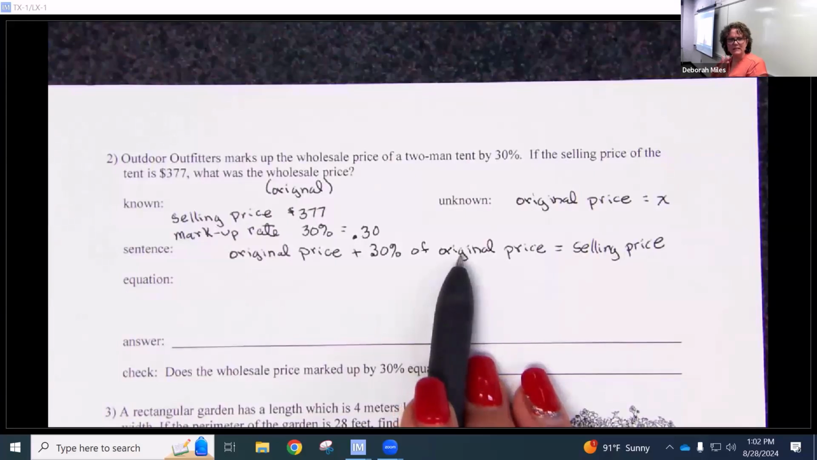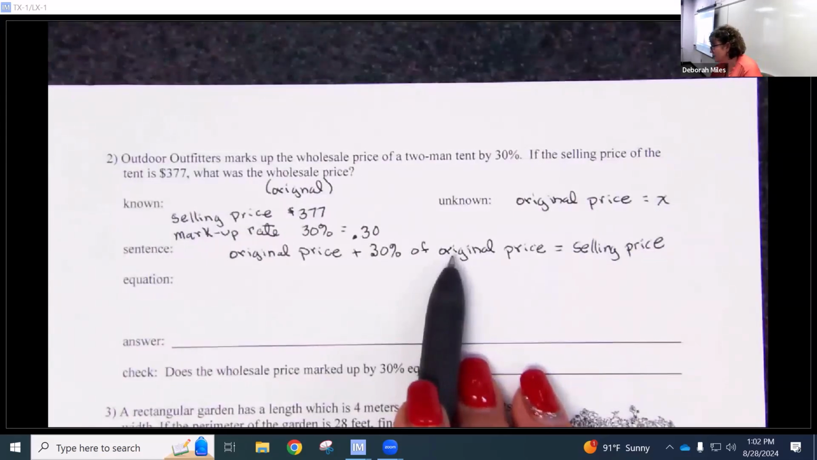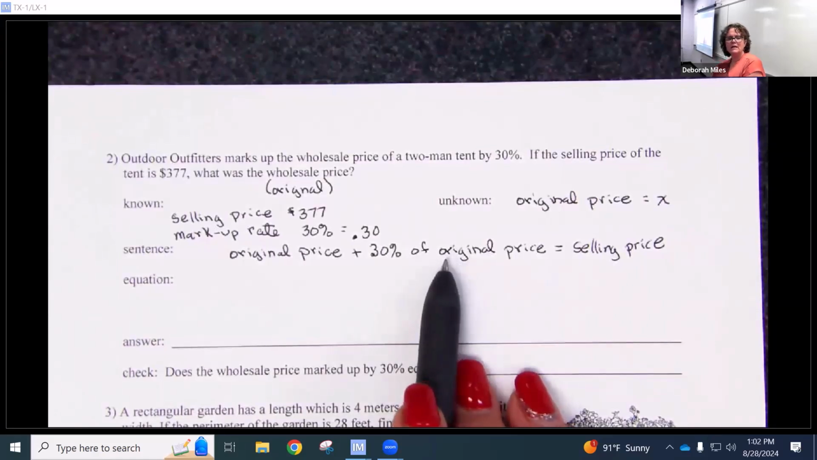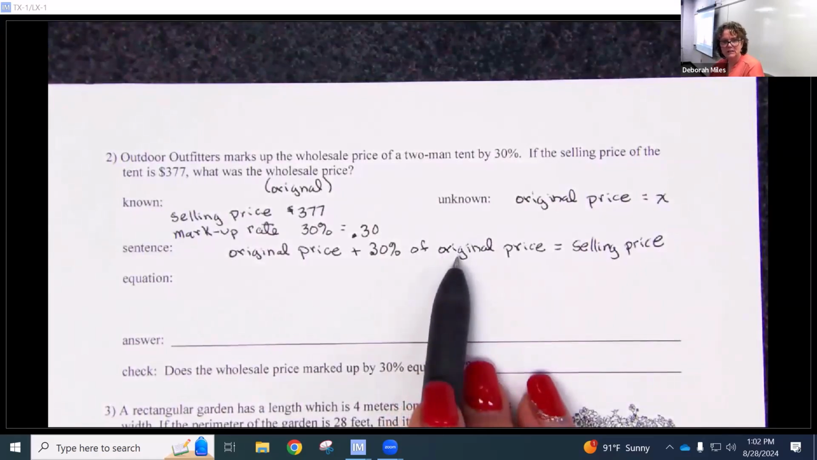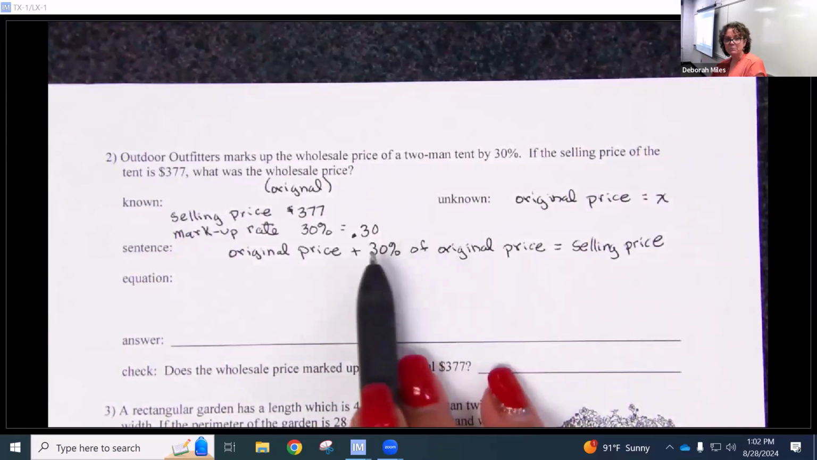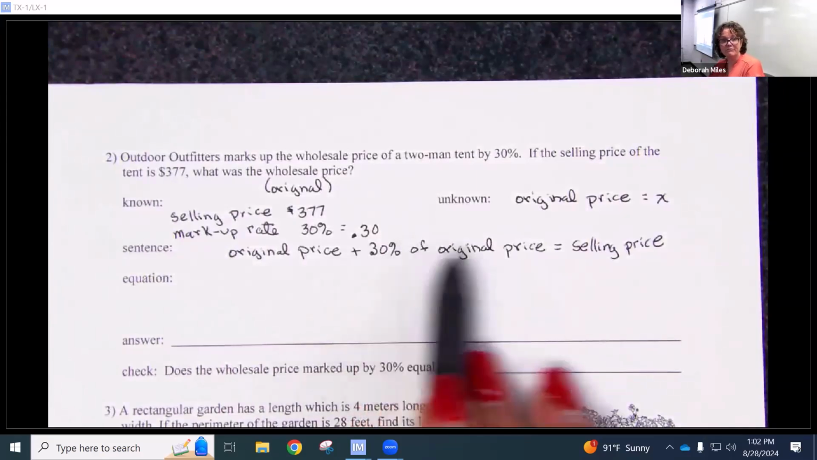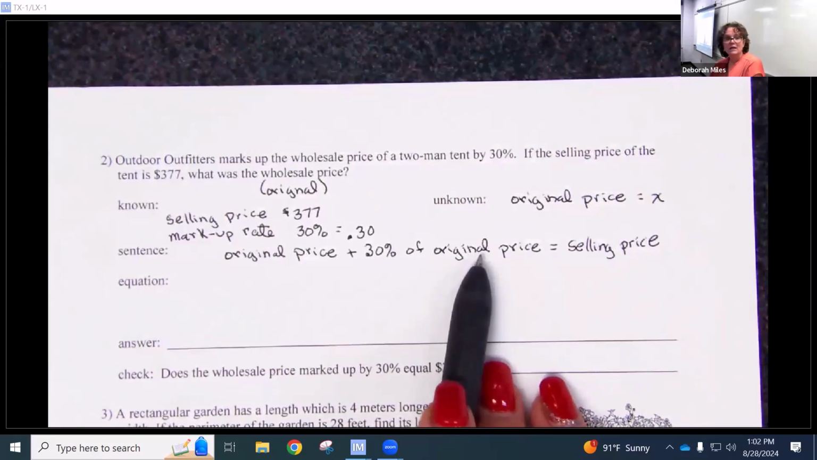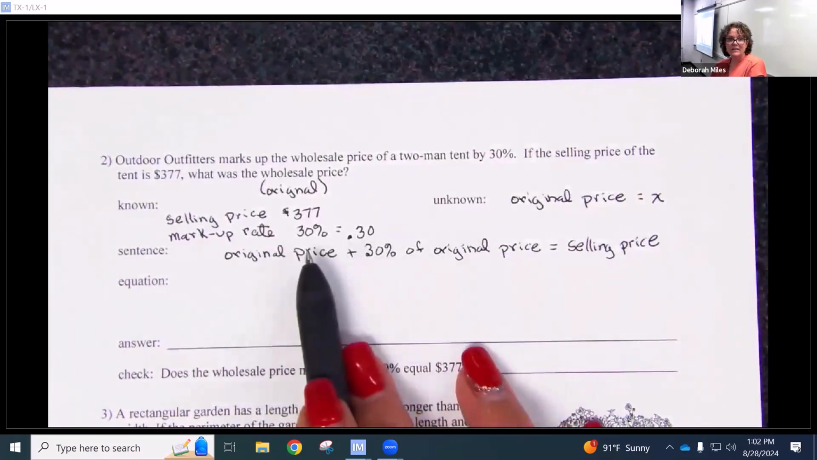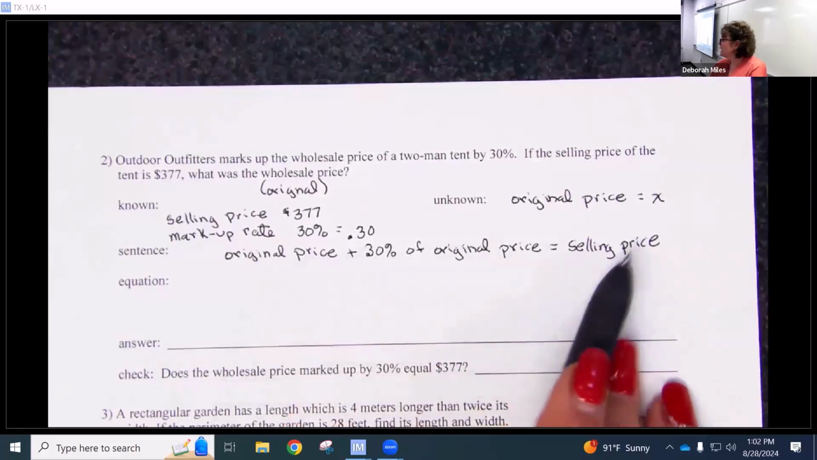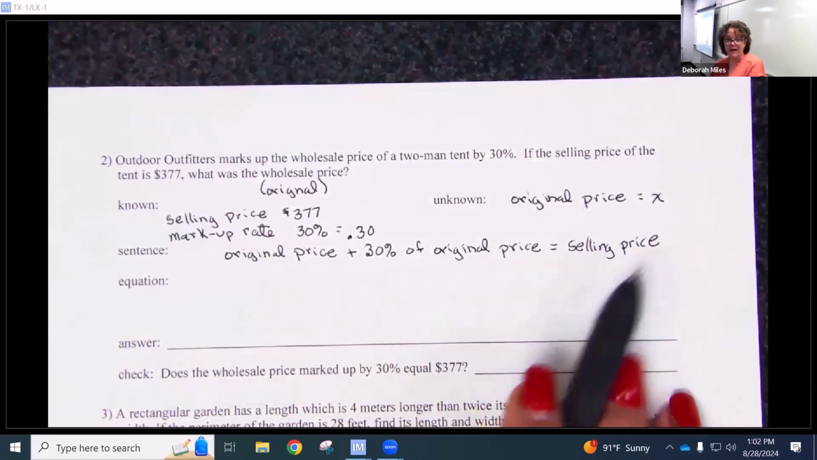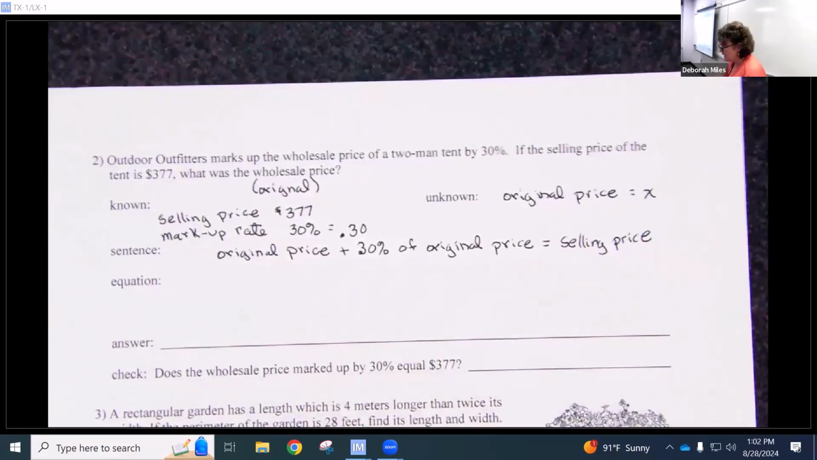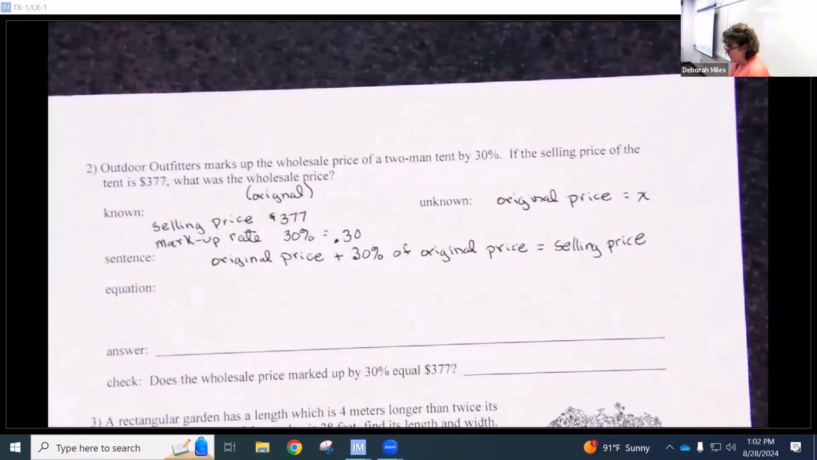Just to see if that sentence makes sense, let me play like I'm buying a pair of jeans for $50 and it's been marked up 5%. Or let me make it easier, marked up 10%. If I had a $50 pair of jeans and it was marked up 10%, I'd say 10% of 50 is $5. I'd add that $5 back to the original 50 to get my selling price, which would be $55. So I understand that. That makes sense. The sentence is the hard part.